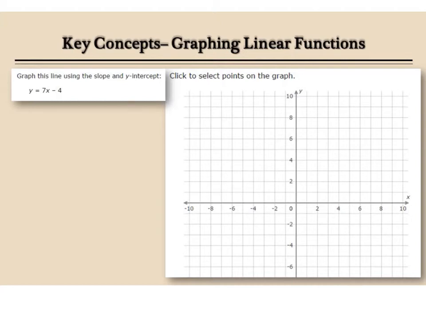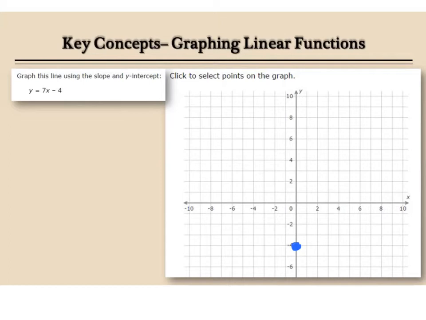All right, this equation is already in slope-intercept form, and it wants us to graph the line using the slope and y-intercept. y equals 7x minus 4. The negative 4 is our y-intercept, or where it crosses the y-axis. So that is my first point that I am going to put on the graph. So when x is 0, y is negative 4, so I'm going to put my first point.